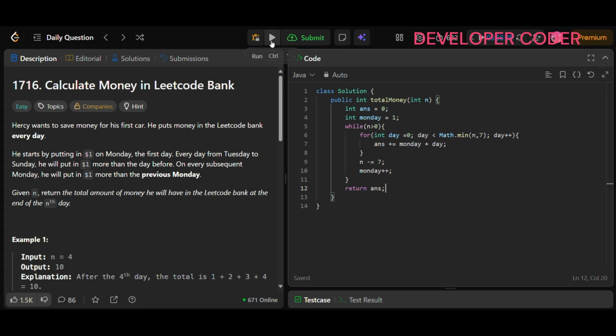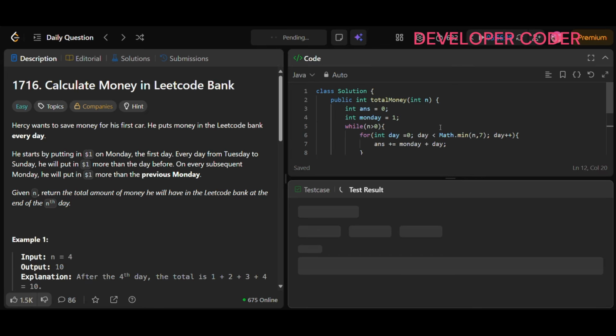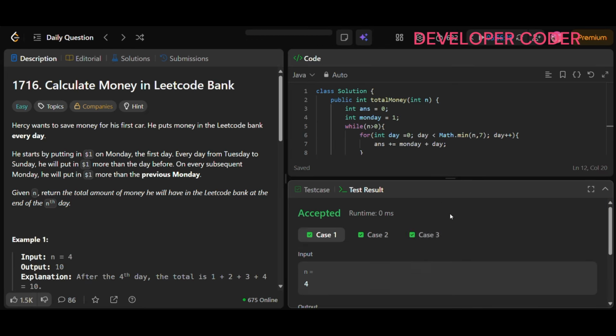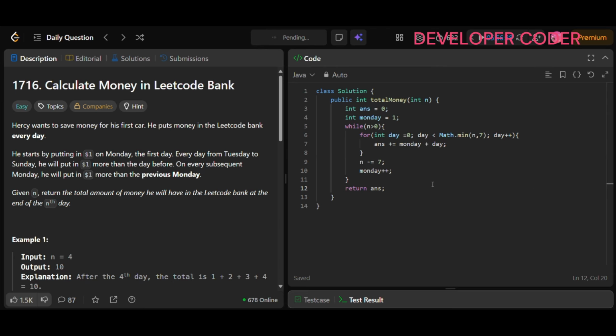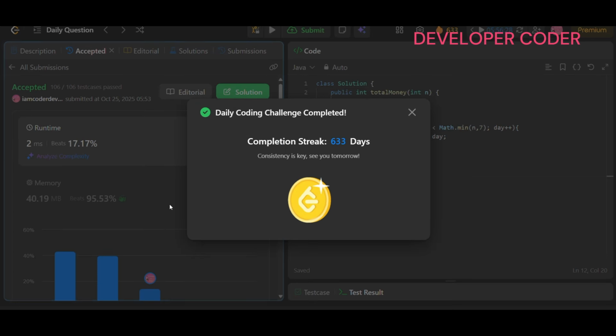That's it. Now if you run it, let's see if we are able to pass all the test cases or not. So we are able to pass all the test cases, right? Now let's submit it. So see, our solution is accepted, right?